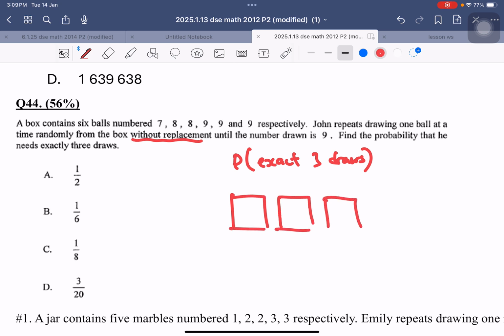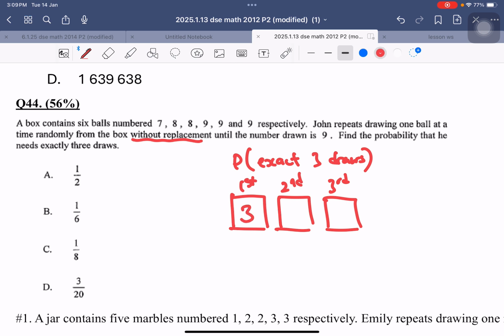Just listen, put down your pen. This is the first draw, this is the second draw, this is the third draw. If you don't know how to do this question, try to draw a diagram to see what's going on. For the first draw, can he draw the number 9? No. If he draws the number 9, then the game is finished. So we only have 3 choices here.